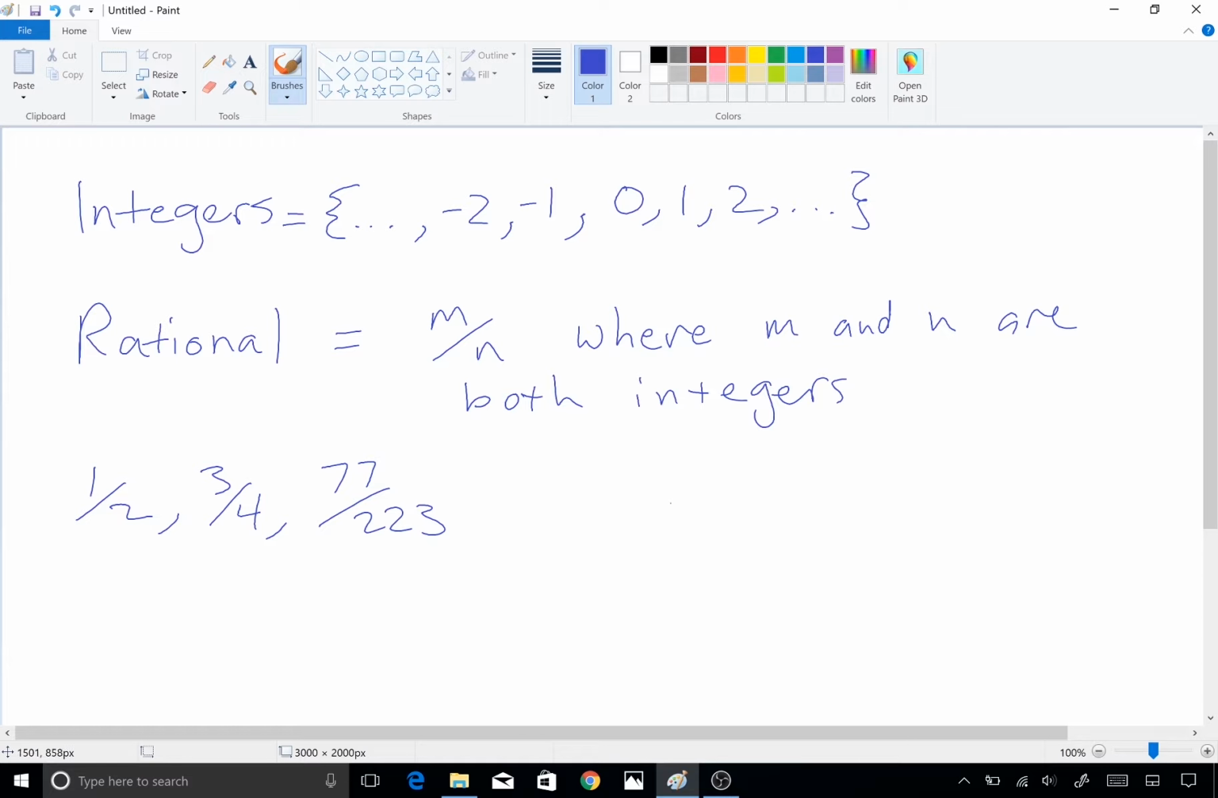So maybe I have a number like 3.5 divided by 7.46. That's not in rational form, but it is a rational number because I can multiply this by 100 over 100, and that's 350 over 746, and that's clearly rational.